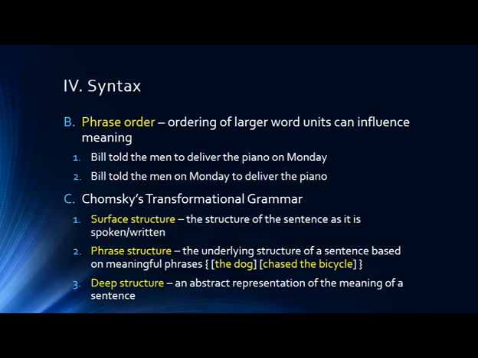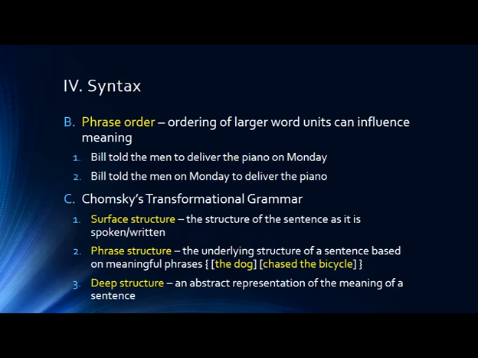The surface structure is simply the structure of the sentence as it is spoken or written. What is it on its surface? The phrase structure, then, is the underlying structure of a sentence based on meaningful phrases. So here we can break down a sentence like the dog chased the bicycle into two meaningful phrases. The dog chasing the bicycle.